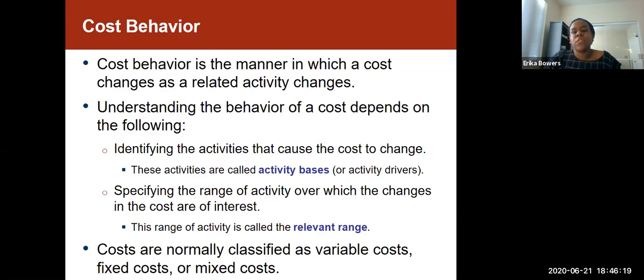And then specifying the range of activity over which the changes in the cost are of interest. This range of activity is called the relevant range. So from here to here, my costs are going to act in this manner as long as I stay within this relevant range. Costs are normally classified as variable costs, fixed costs, or mixed costs. And mixed costs would be a little bit of fixed and variable.